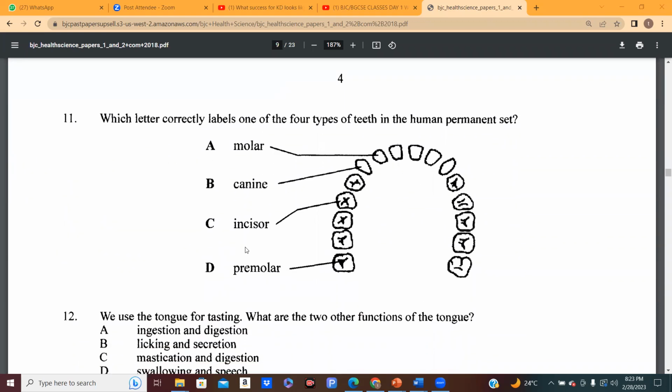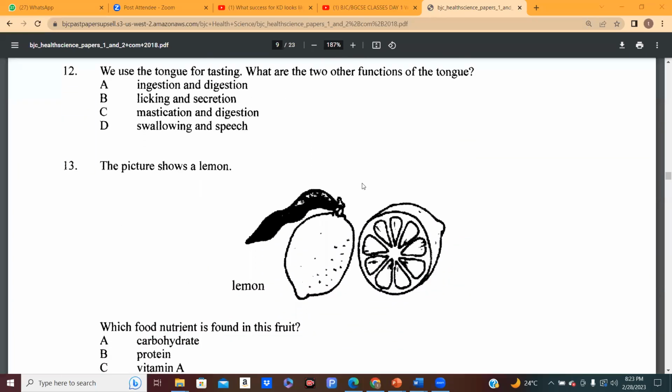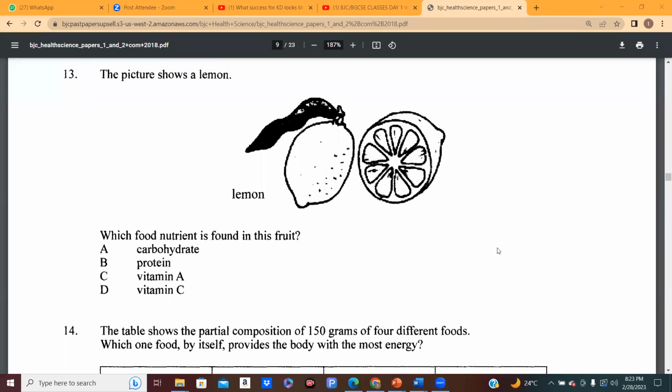Shalice, which correctly labels one of the 4 types of teeth in the human permanent set? Is it molar, canine, incisor, or premolar? B. B, the canine is correctly labeled. Very good. Next person is Moesha. The picture shows a lemon. Which food nutrient is in this fruit? A, B, C, or D? Vitamin C. Very good, D, vitamin C.